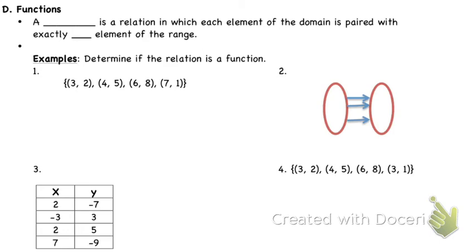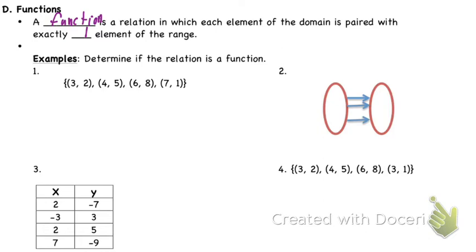Okay. Functions. So there's a more specific type of relation. So a function is a blank. A function is a relation in which each element of the domain is paired with exactly one element of the range. So it's like you have the category relation, and then a more specific category is function.